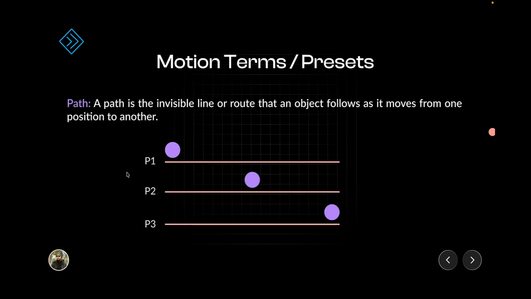Next we have path. A path is the invisible line or route that an object follows as it moves from one position to another position. We have the P1 position and the circle is on the most left side of the line, and similarly we have the P2 position and the circle is in the center of the line, and in the bottom we have the P3 position and the circle is on the most right side of this line. So we can see this ball follows the line and changes its position. This change of position along the line is called a path.